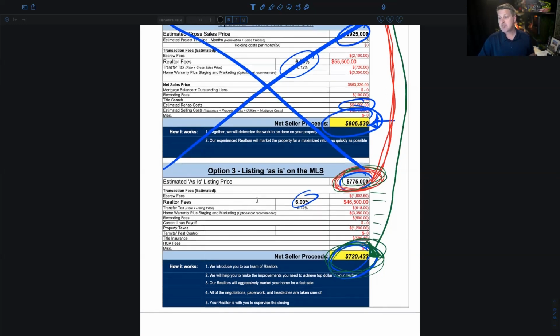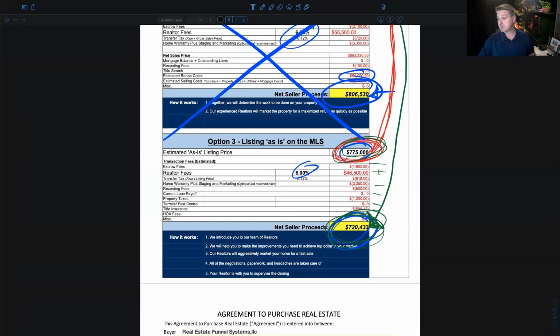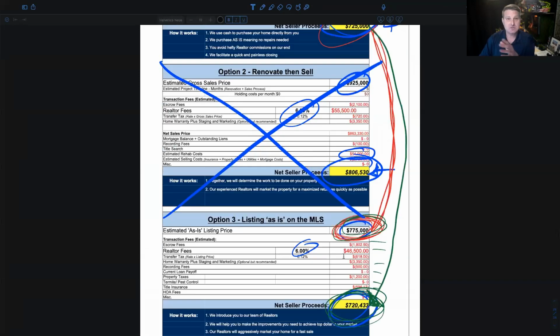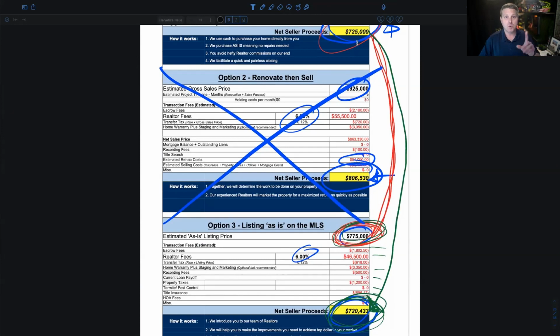So it's fun. Then we go, here's what you would list it for. This is per the comps. I always present with comps. Here's as is, this is what you would list it for and pay the 6%. And then you would net this.